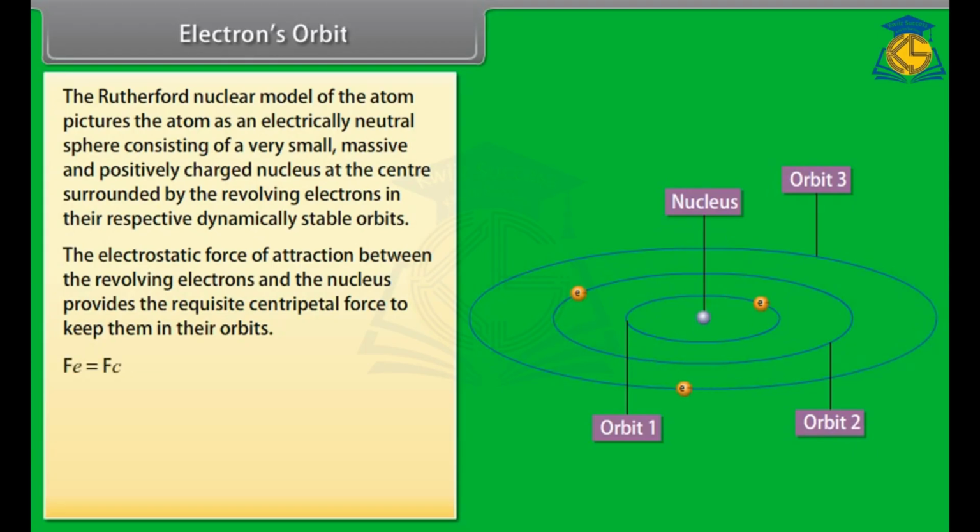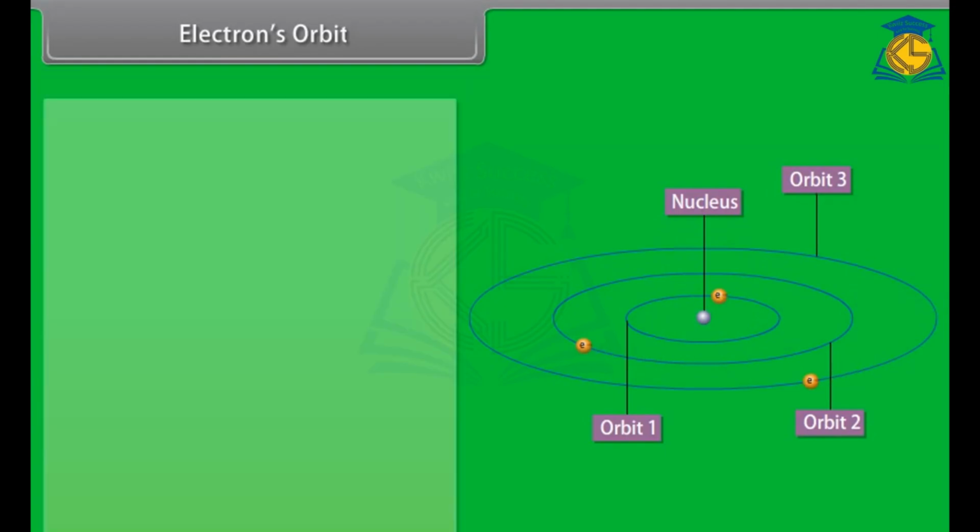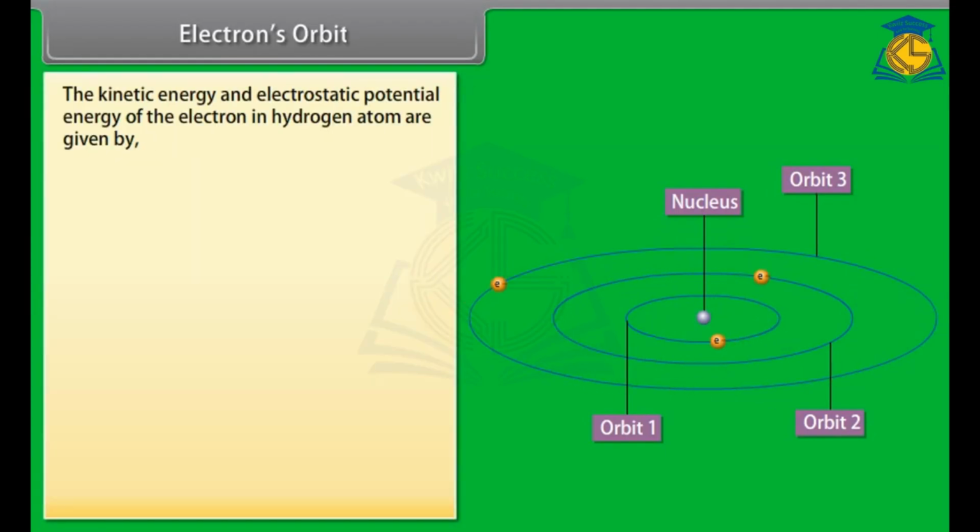Fe is equal to Fc. Putting their respective values, we get mv square by r is equal to 1 upon 4 pi epsilon naught times e square upon r square. We can also write this equation as r equals e square upon 4 pi epsilon naught m v square. The kinetic energy and electrostatic potential energy of the electron in the hydrogen atom are given by K equals 1 upon 2 mv square, which equals e square upon 8 pi epsilon naught r, and U is equal to minus e square upon 4 pi epsilon naught r.